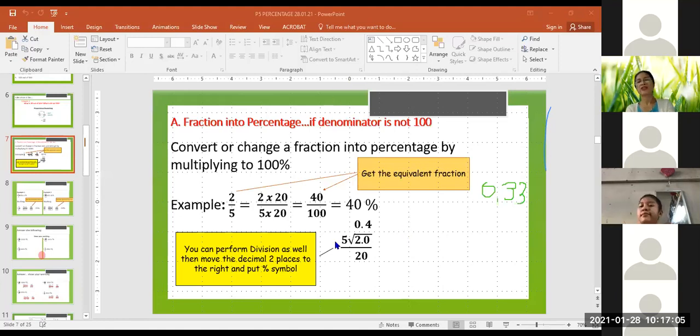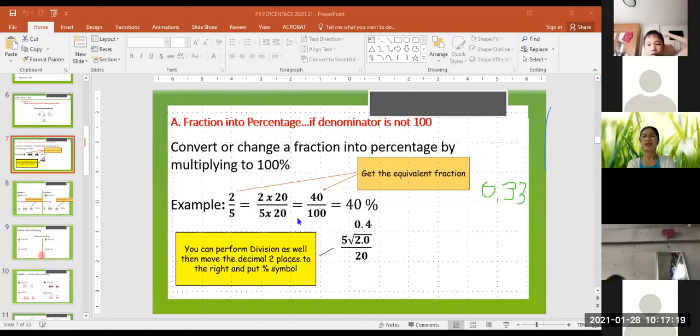Okay, now here. So 2/5, how do we change or convert the fraction into a percentage if our fraction is 2/5? So you have to think.